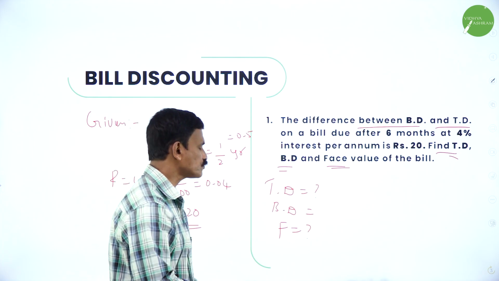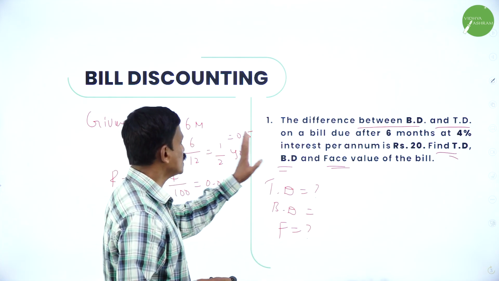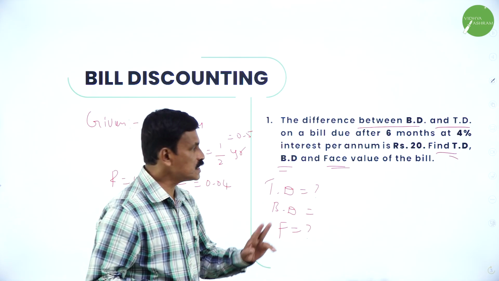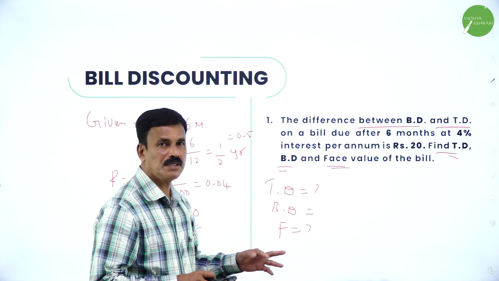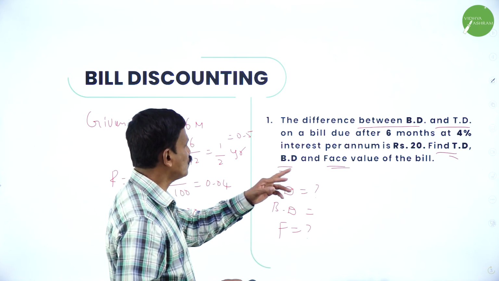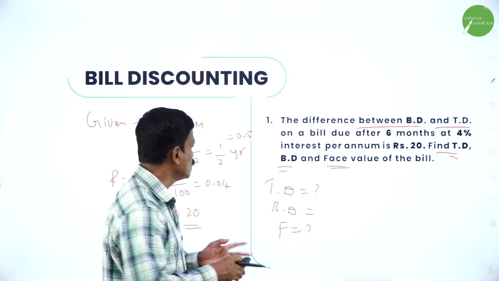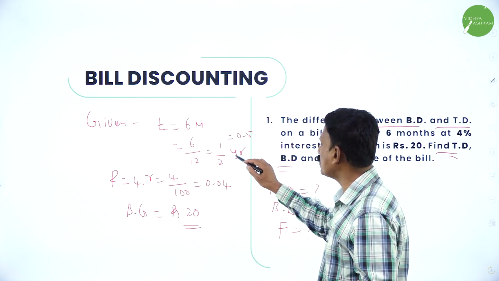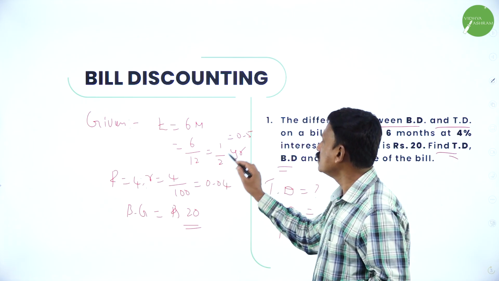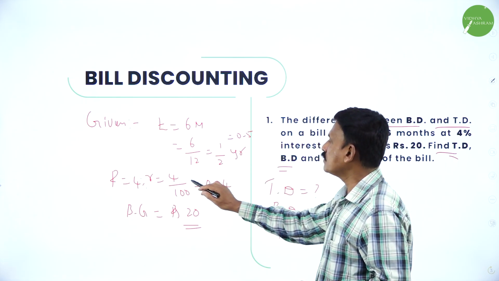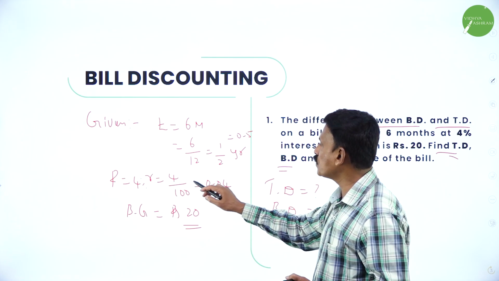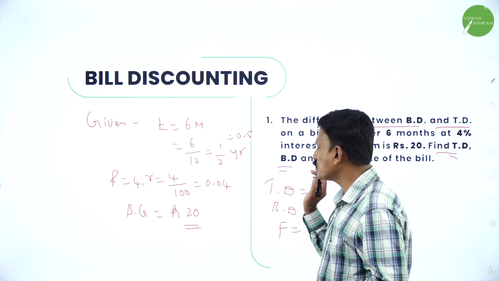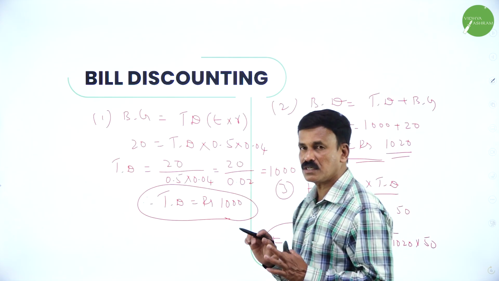See, very simple. What is given? Just find the value of TD and BD and the face value. The difference between these two is given. The difference between BD and TD for 4% for 6 months is 20. So the time period is 6 months, 6 by 12 is equal to 1 year, that is 1 by 2 years, that is 0.5 year. Then the rate of interest R is equal to 4%, meaning 4 by 100 is 0.04, and BG is equal to 20. First find out the value of TD.